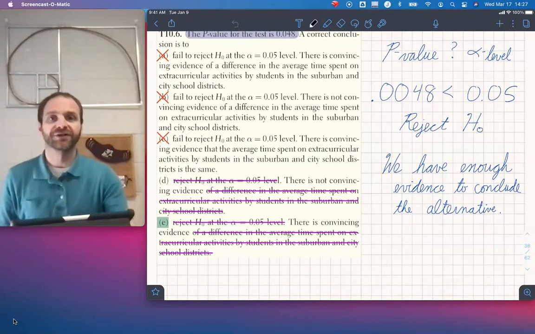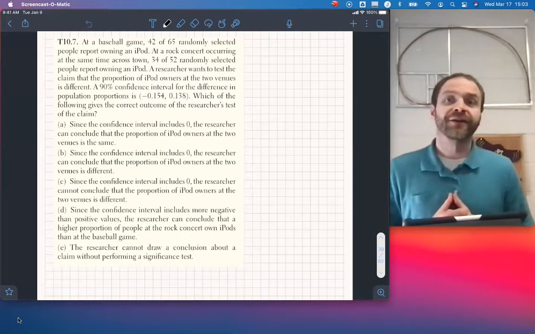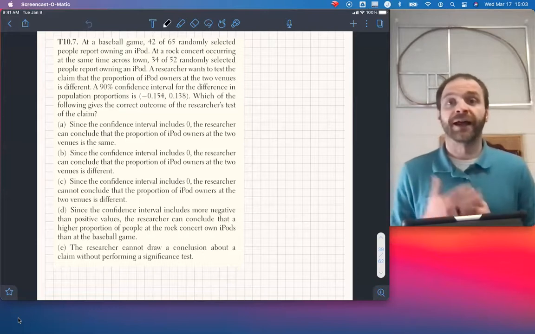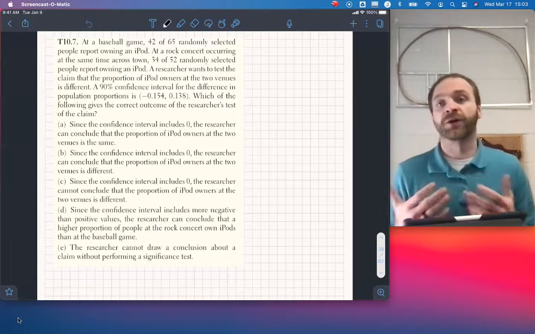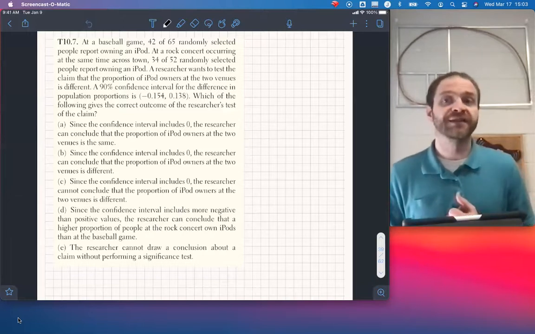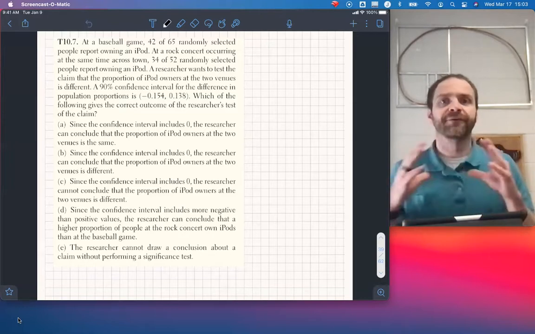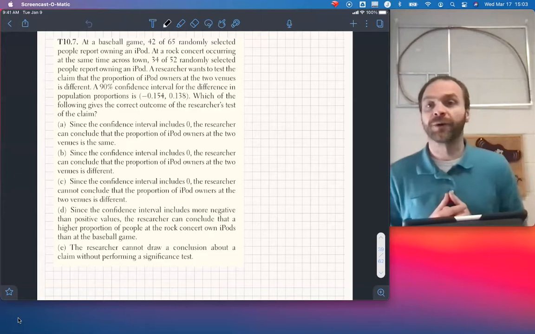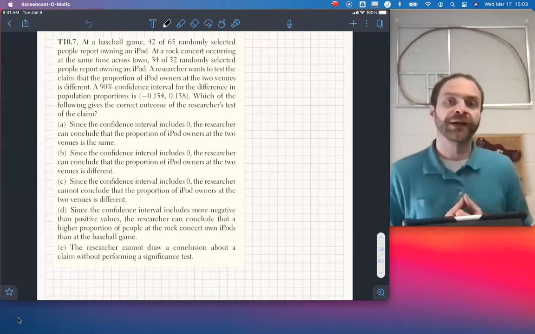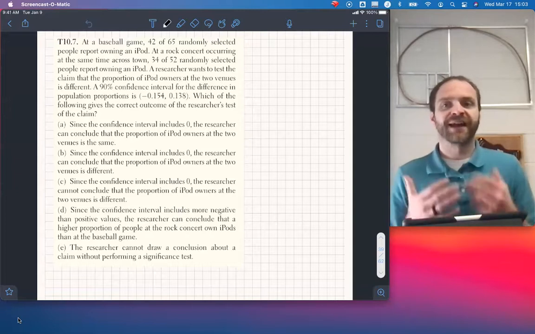So let's move on to question 7. Here we go. Question 7, speed reading. At a baseball game, 42 of 65 randomly selected people report owning an iPod. At a rock concert that occurred at the same time across town, 34 of 52 randomly selected people report owning an iPod. A researcher wants to test the claim that the proportion of iPod owners at the two venues is different. A 90% confidence interval for the difference in population proportions is negative 1.54 to 1.38. Which of the following gives the correct outcome of the researcher's test of the claim?